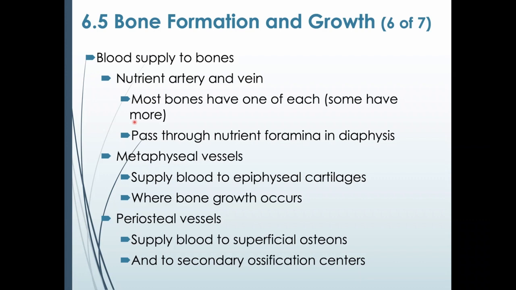You're also going to have something called metaphyseal vessels. What they're going to do is supply blood to the epiphyseal cartilage where that bone growth is going to occur. You also have periosteal vessels. They're going to supply blood to the superficial osteons, and also to the secondary ossification centers. What's the big picture here? You need blood to bring nutrients and to take away waste. That's the big picture. And all of the sections are going to get them in one way or another.